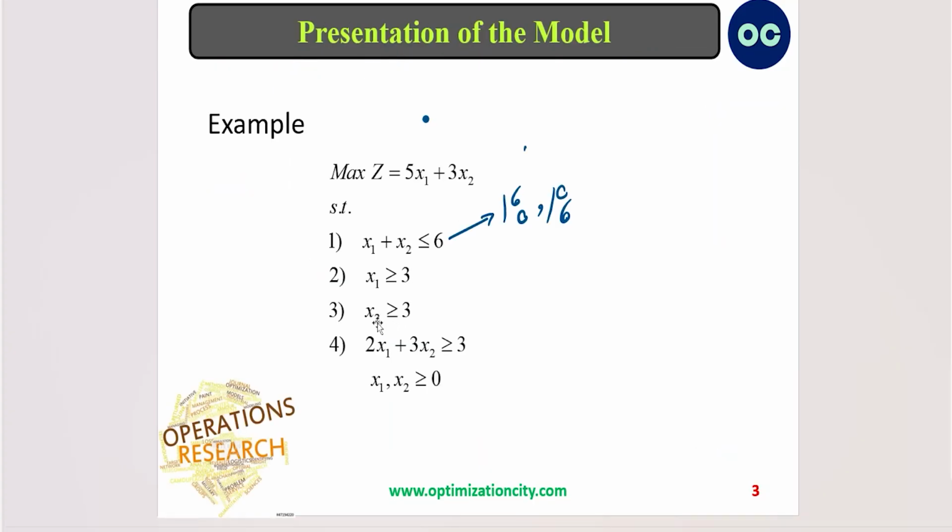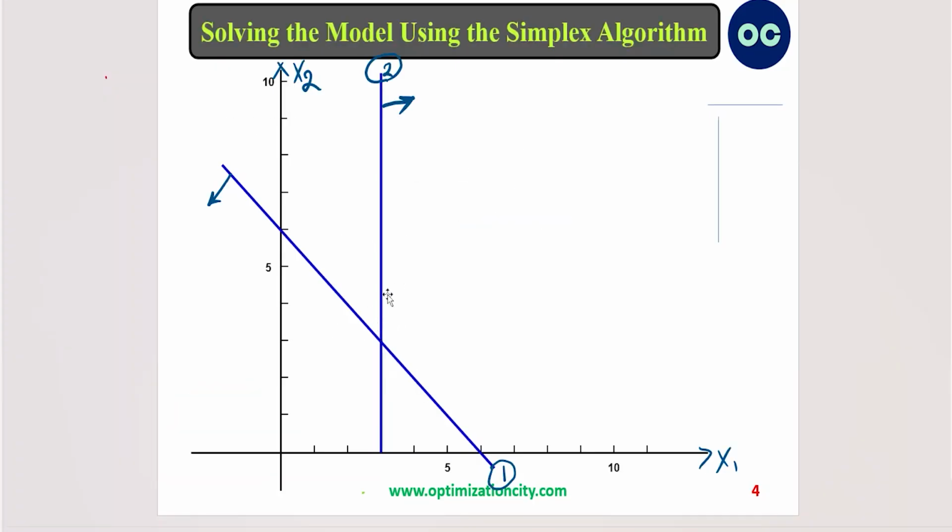For constraint number 3, x2 is greater than 3. This is x2 is greater than 3, and the feasible region is above this line. So this is constraint number 3 and above this constraint.